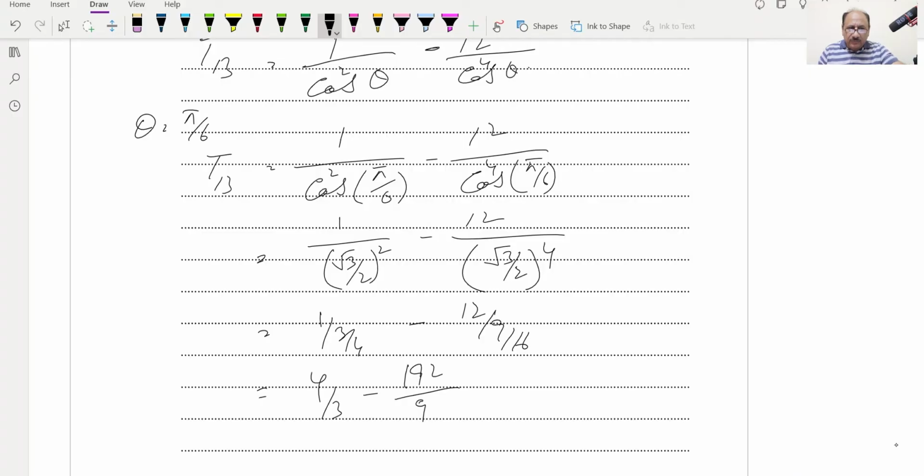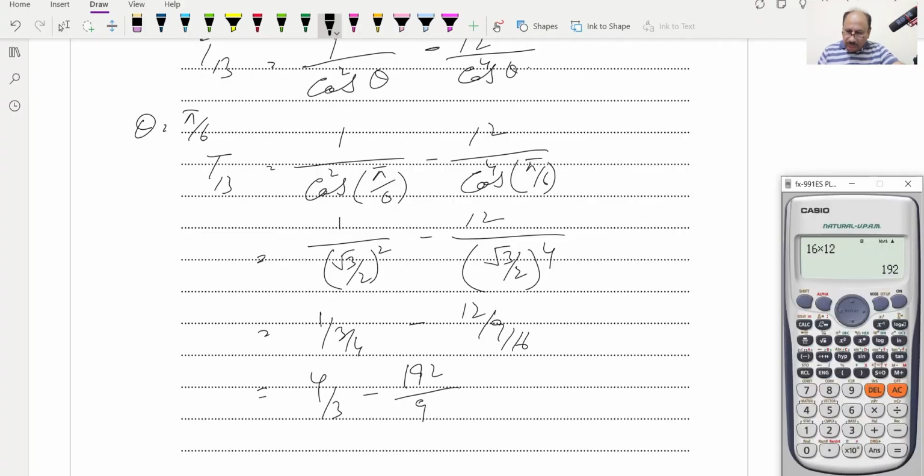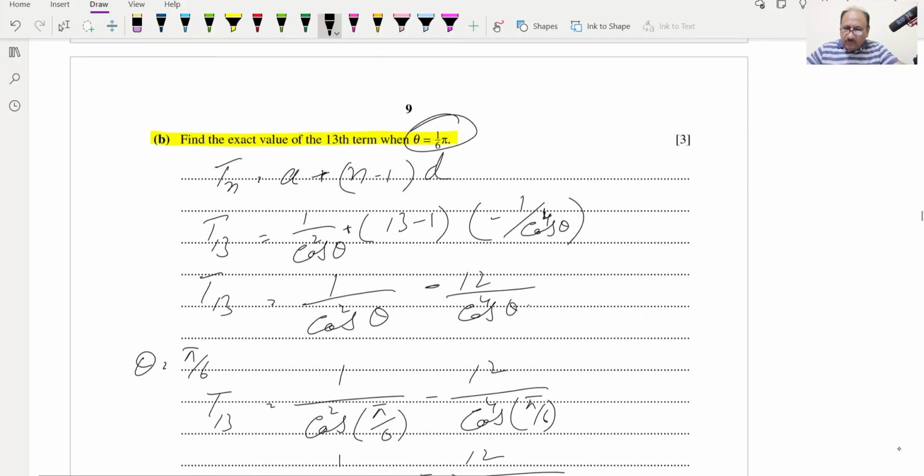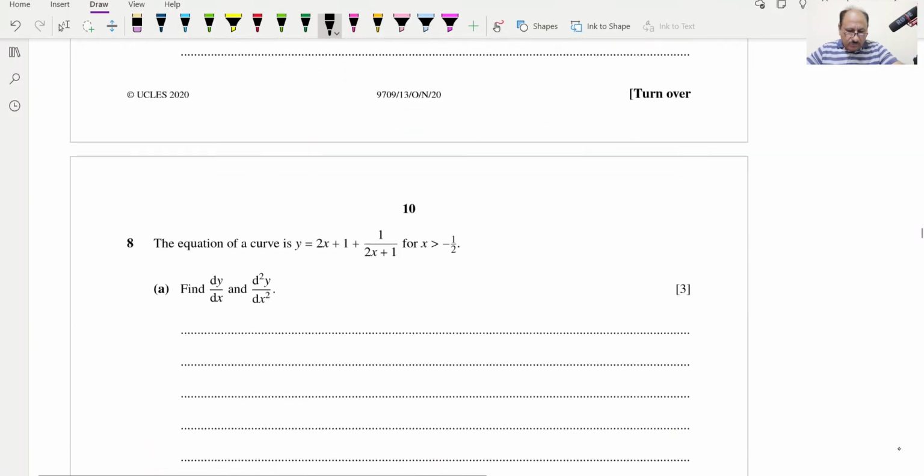And further we can simplify by the help of calculator. So 4 over 3 and minus 192 over 9 is equal to minus 20. So minus 20 will be the exact value which we found for this one. This was a 3-mark question. Hopefully you understood this.